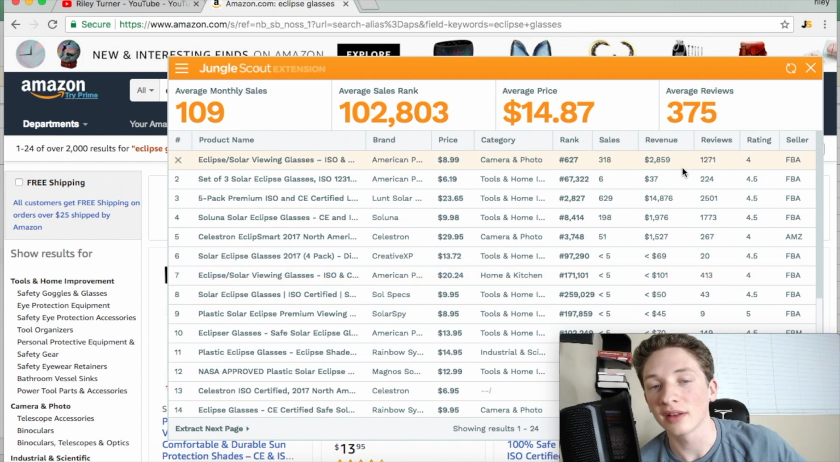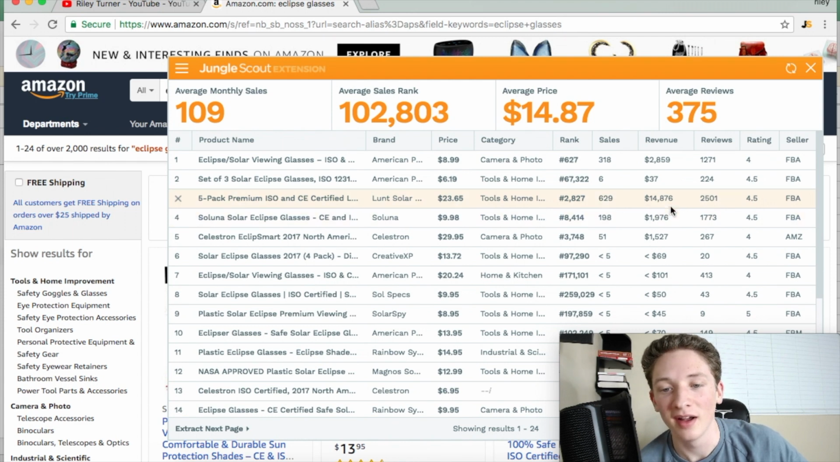So something else you guys can look at is going to be the revenue. This actually isn't anything really important, but it's kind of cool to look at to see how much these listings are actually making monthly. So the first guy's doing 2,800, not bad. The third guy's doing 14,800. I really don't know why or how, but basically looking at this revenue, only one guy's doing well, so we would want to stay away from it.